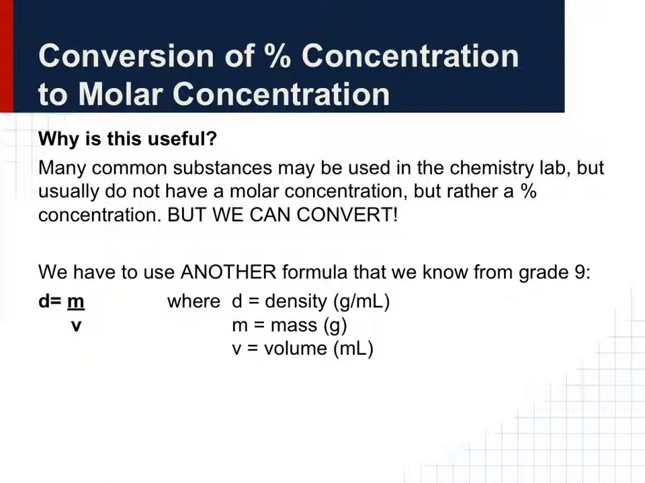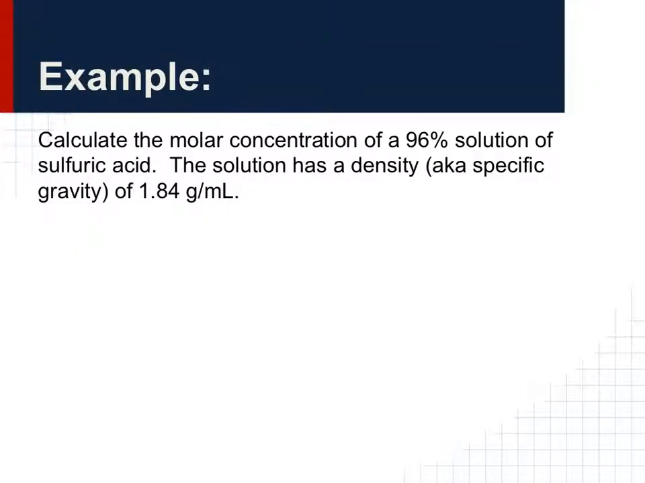There is one formula that we are going to need for this conversion, and that is a formula we learned from grade 9, which is the density is equal to the mass over the volume, where density is given in grams per mL and our volume is in milliliters. So here's our example. We're asked to calculate the molar concentration of a 96% solution of sulfuric acid. The solution has a density, aka specific gravity, of 1.84 grams per mL.